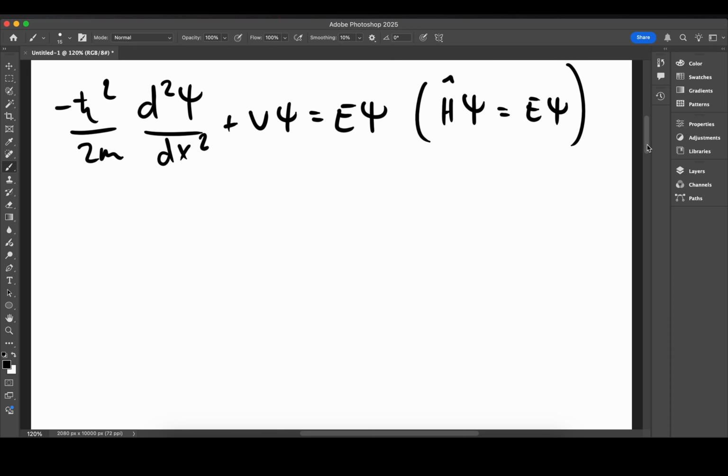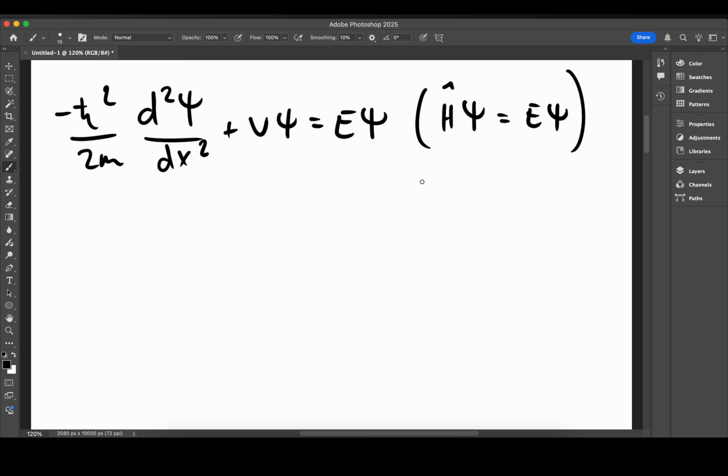for the one-dimensional particle in a box. And really, at this point, once you get through some logical steps to get here, your problem is defined by what this potential function looks like. So for the particle in a box, I'm going to define a potential. I'm going to call it V of x, and I'm going to give it a piecewise definition.